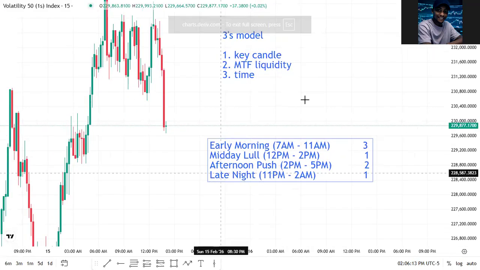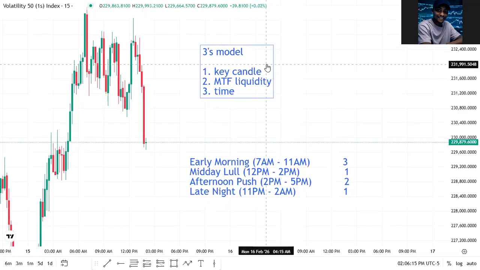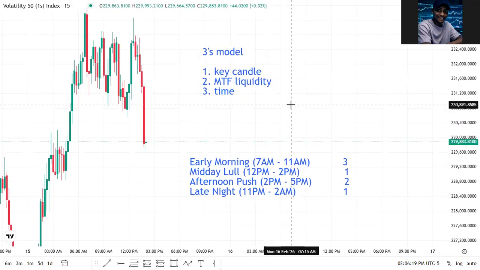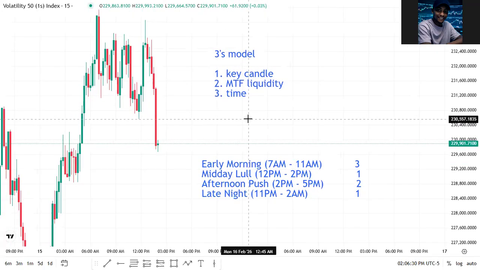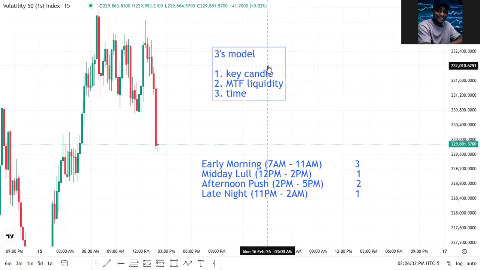So this is obviously what the model is all about. I told you that my trading is based on a concept I call algorithm price delivery, so how the algorithm books price. That is my major approach in the market. And look at it, guys, this strategy is called the 3Ls model.